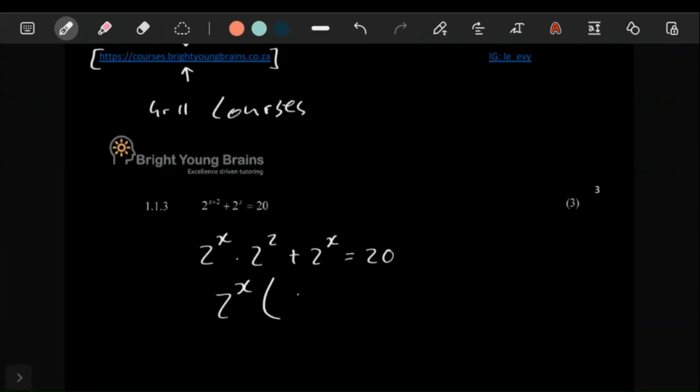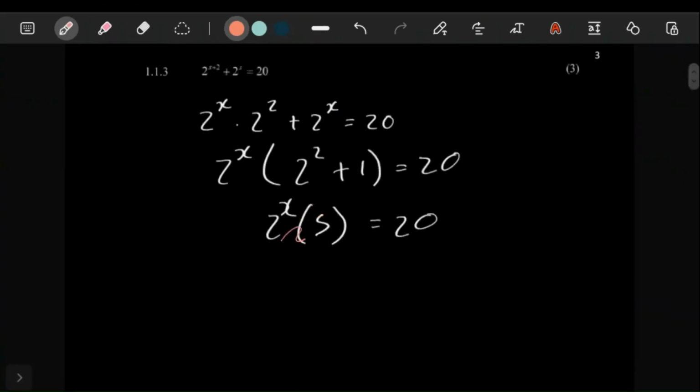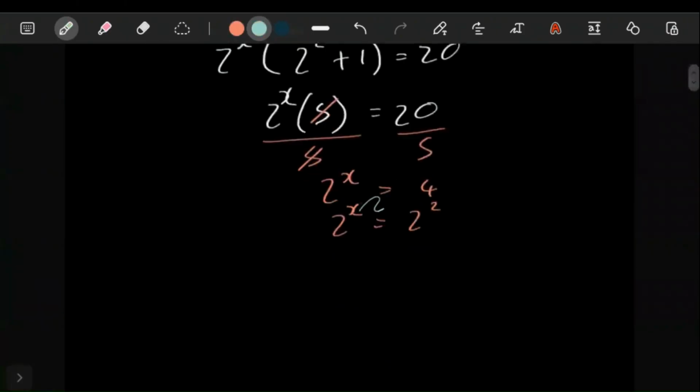Here you're going to have 2 to the power of 2 plus 1. This is 4 plus 1, which is a 5. And then over 5 over 5, this is like 4. And then this is like 2 to the power of x. This is 2 to the power of 2, 2 to the power of x, like that. Because your bases are the same here, you can just equate the exponents, you see. So here x is equal to 2. So all this being done, let's move on to the next question.